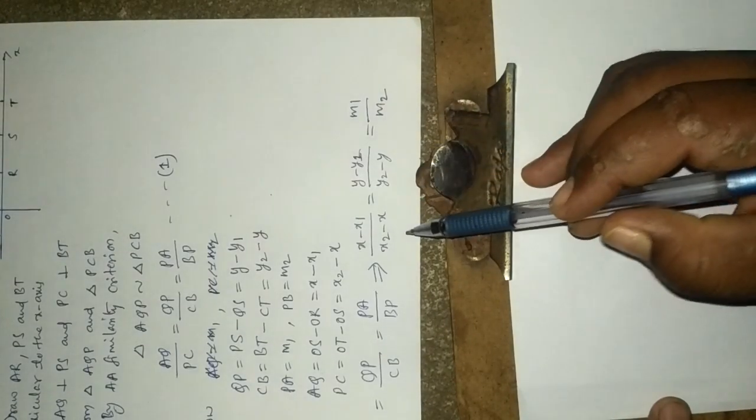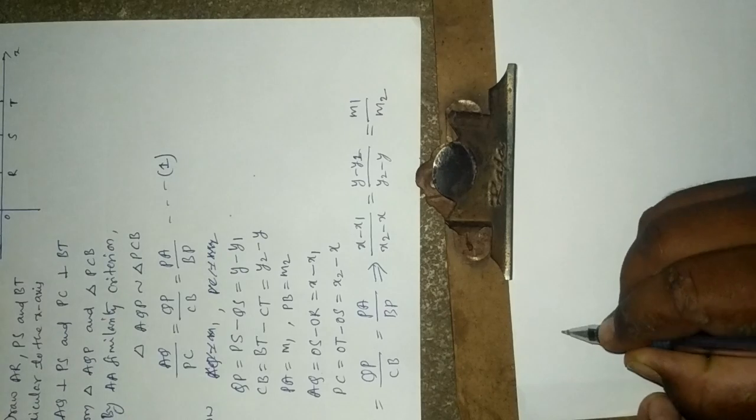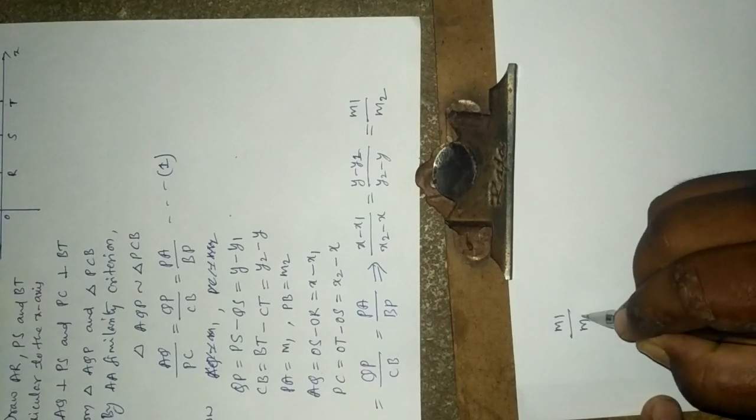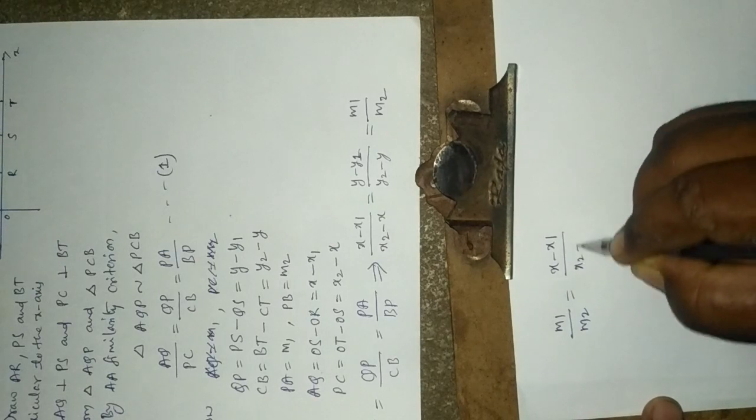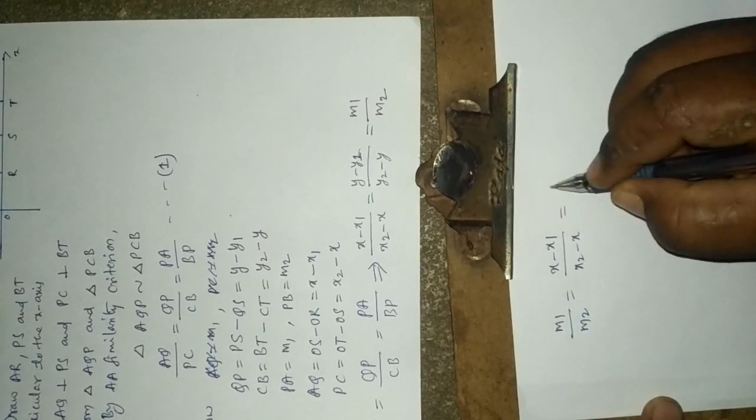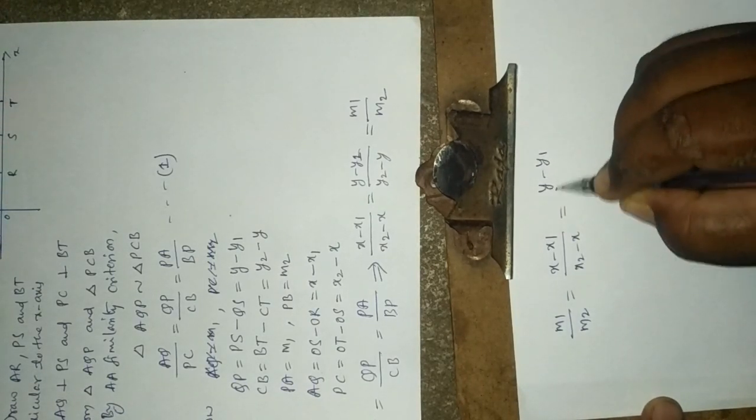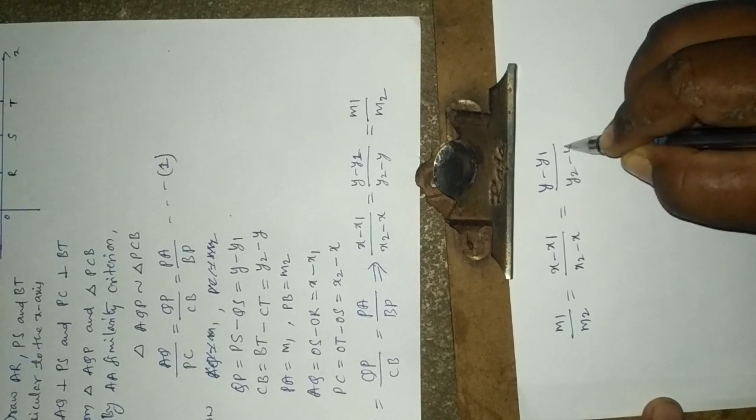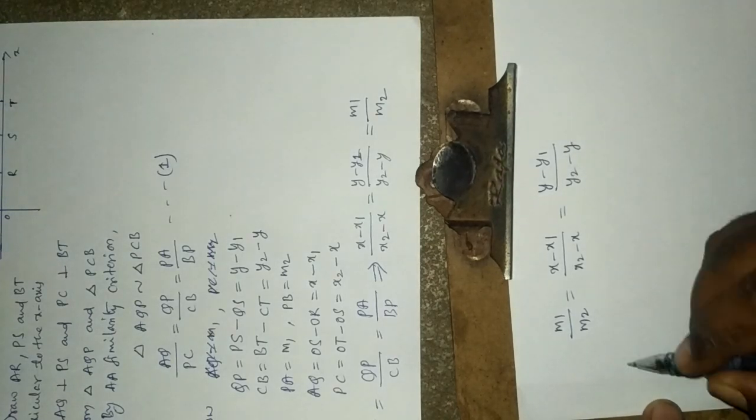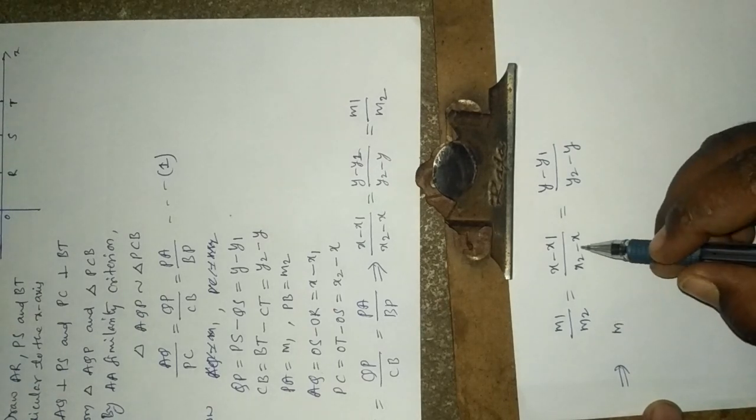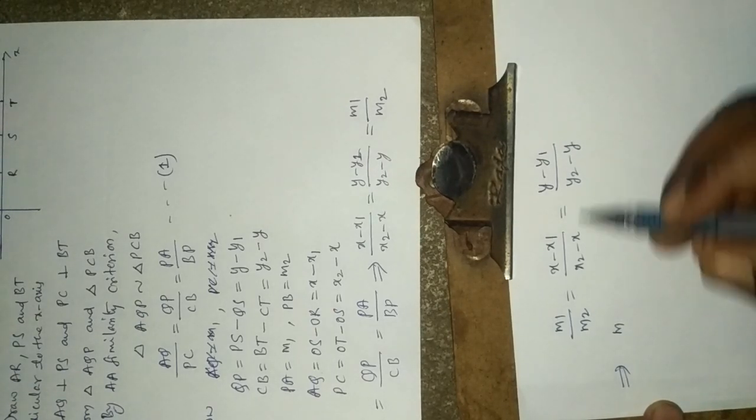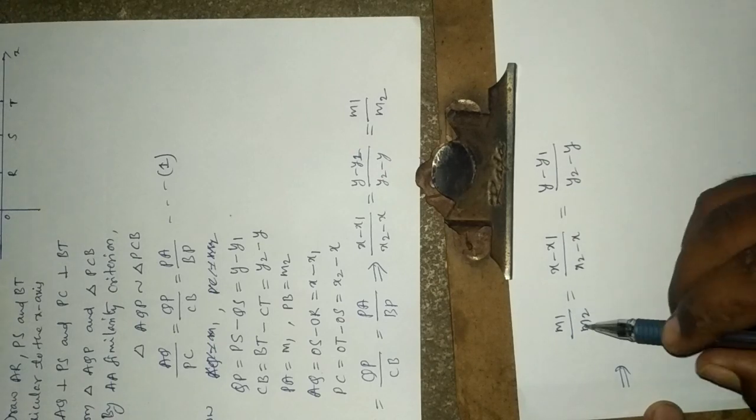Now this equation we have to express in this form: m1 by m2 is equal to (x minus x1) divided by (x2 minus x), which is equal to (y minus y1) divided by (y2 minus y). So how to write this separately? We write it as x and y separately.